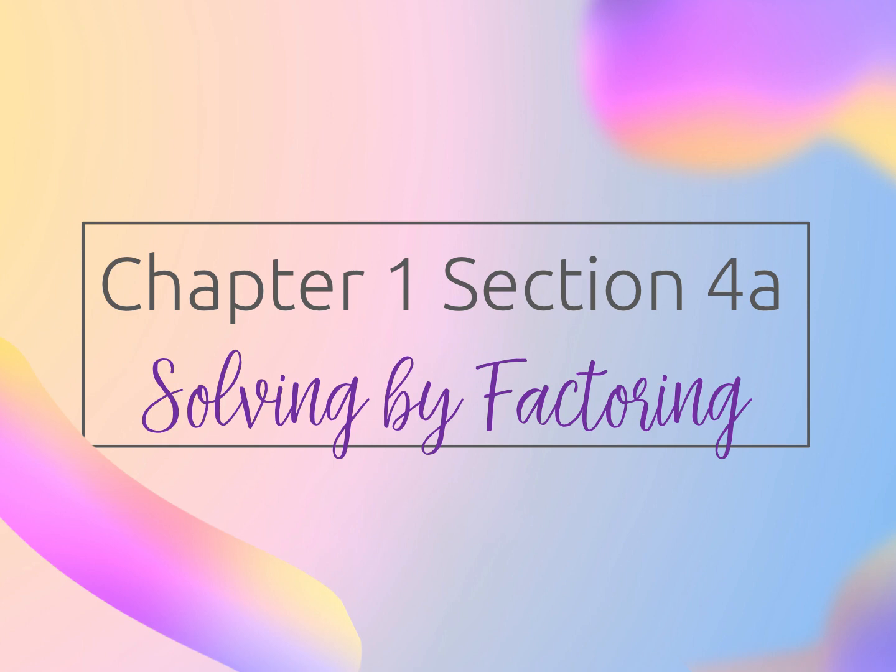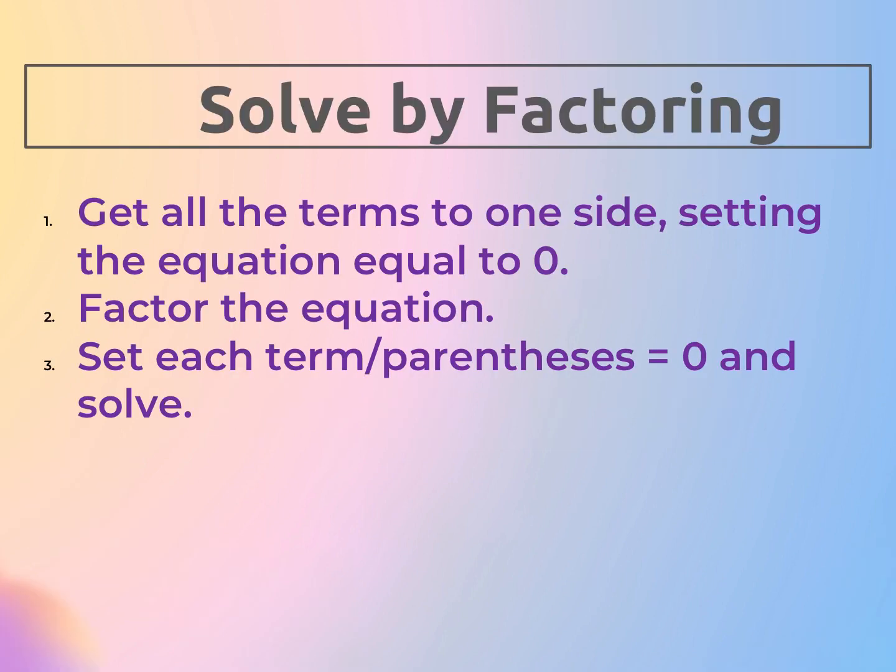So when we solve by factoring, we need to get all of the terms to one side, setting the equation equal to 0. Then we're going to factor the equation. And then once we get the factors, we're going to set each term equal to 0 and solve for the variable. So let's go ahead and take a look at some examples.